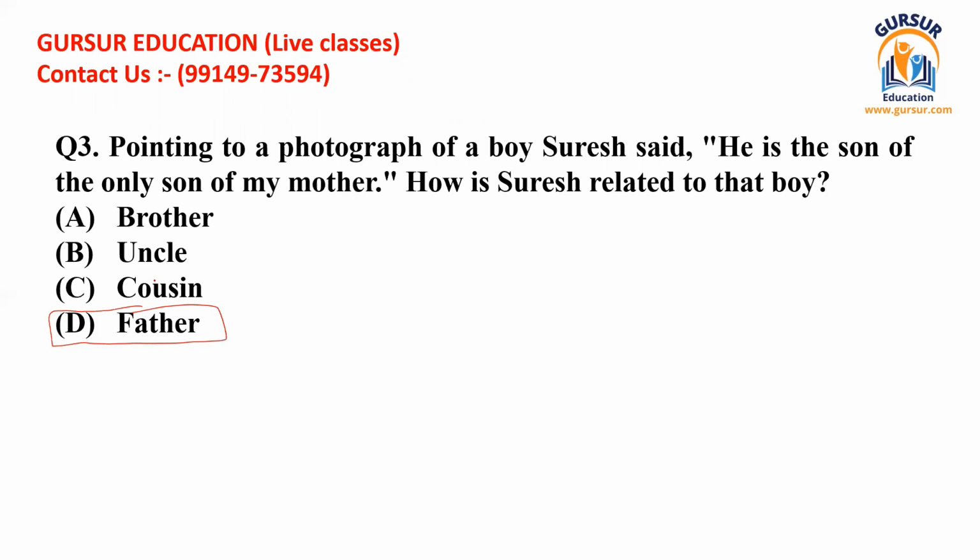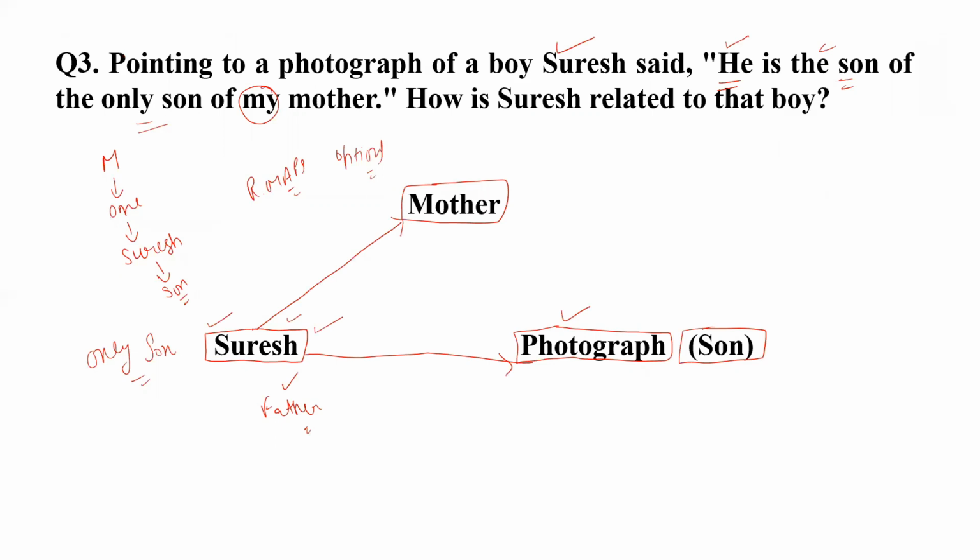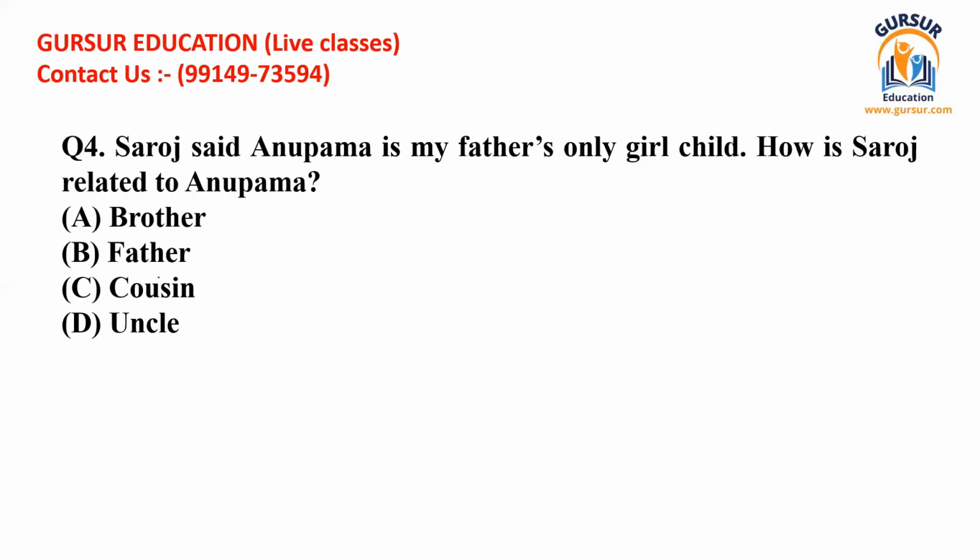Now we are moving further, and this is going to be the next question. This question contains only two statements, but there must be two parties, for sure. So Suresh said, so Suresh is the saying party regarding Anupama. He is talking about Anupama. Obviously this is the first party, and he is saying that Anupama is my father's only girl child. This is the statement regarding Anupama which Suresh is saying.